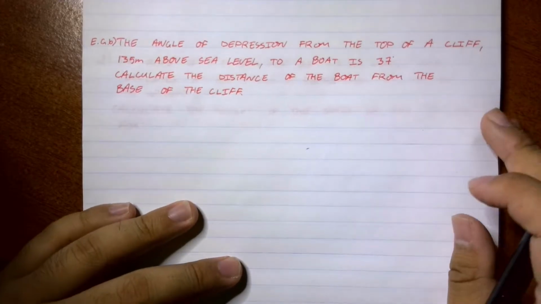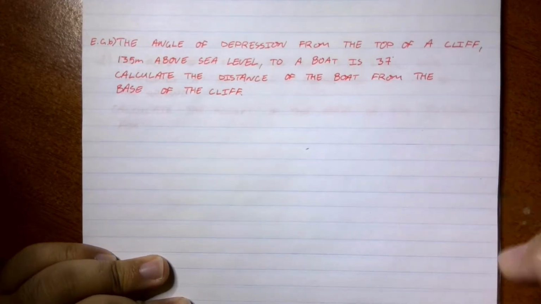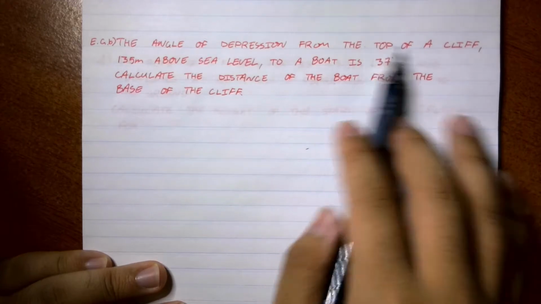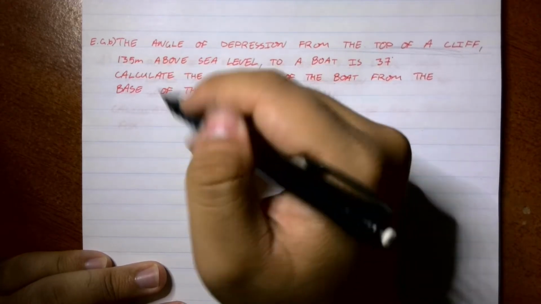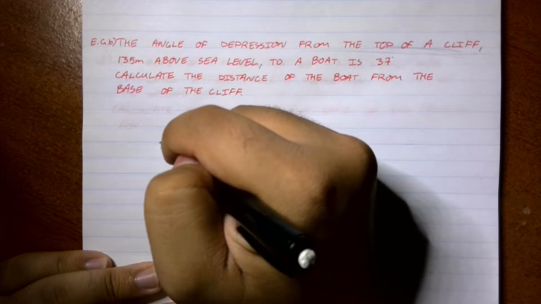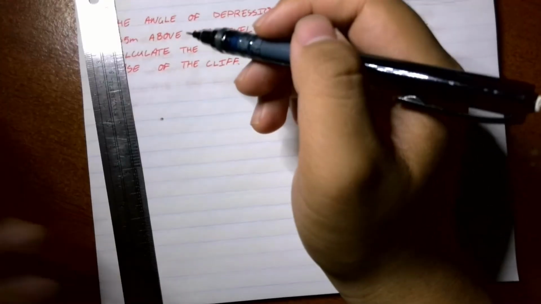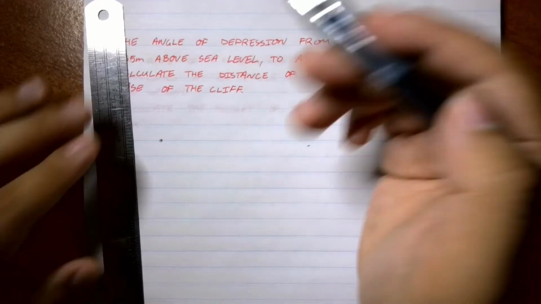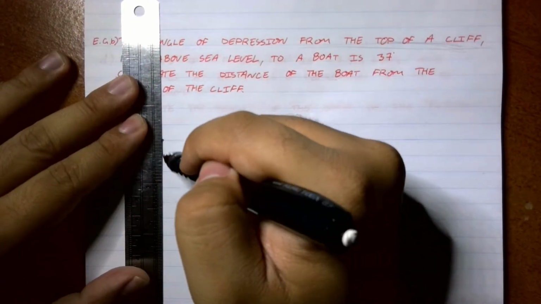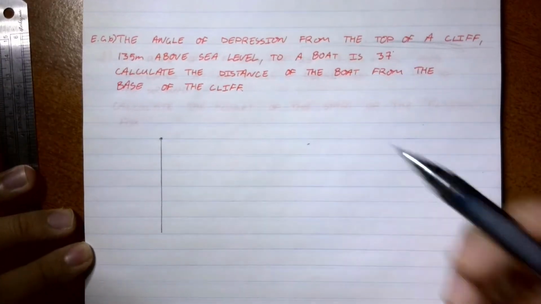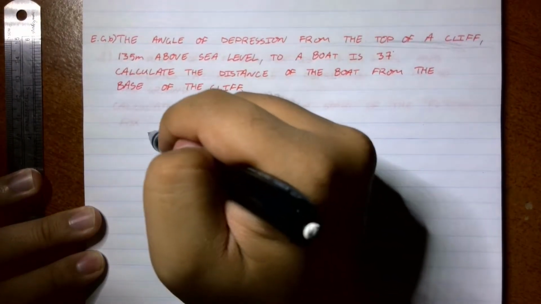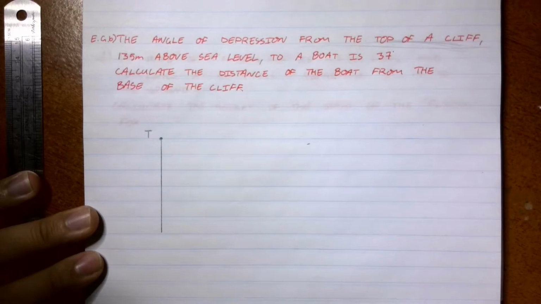Here we go. So the angle of depression from the top of a cliff. So we can already draw this, the top of a cliff, from the top of a cliff. So let's just draw a hypothetical top of a cliff. Here's a point. And let's draw a line going straight down. And that there is our cliff. Yes, it's a straight cliff face. So let's put this as T for the top.